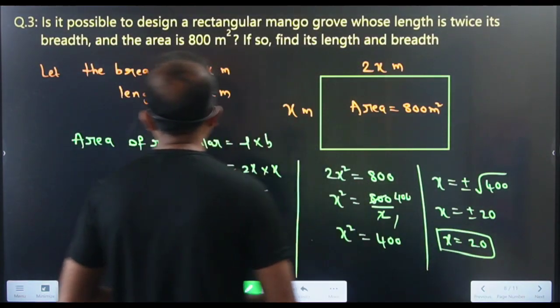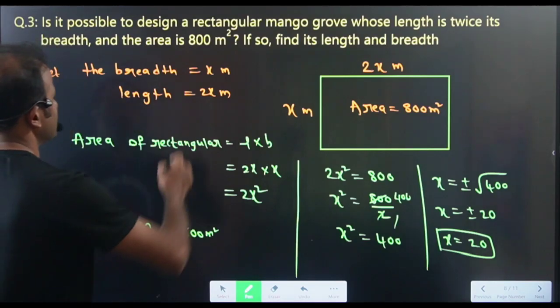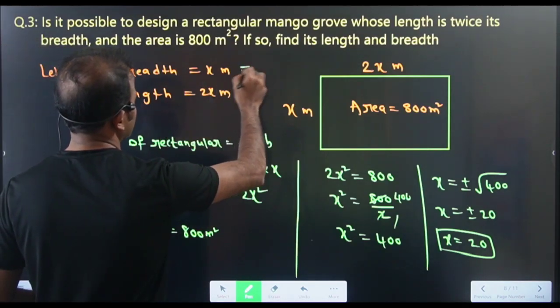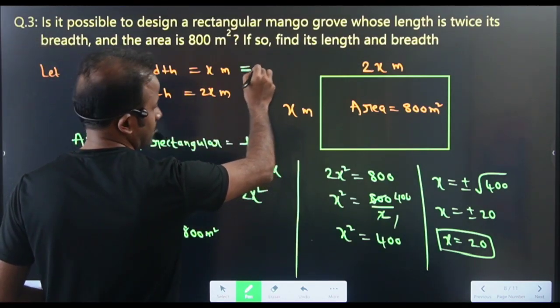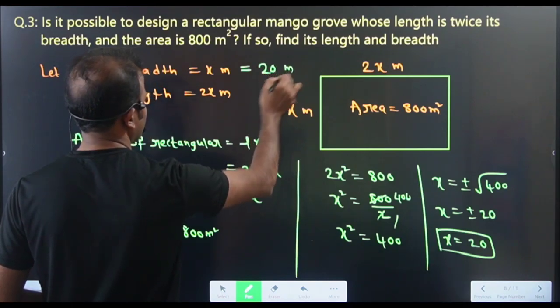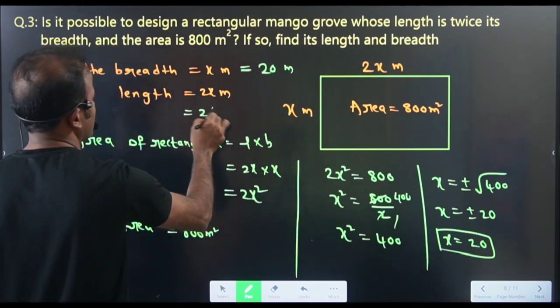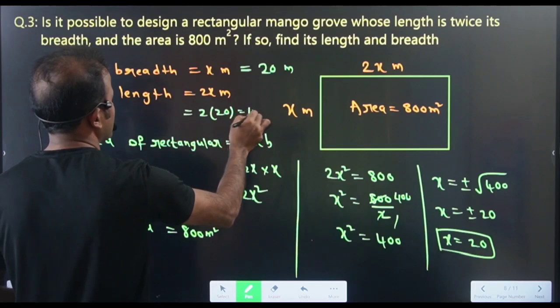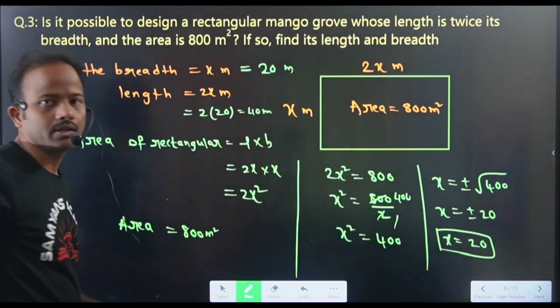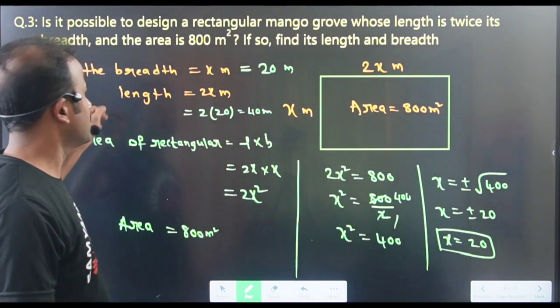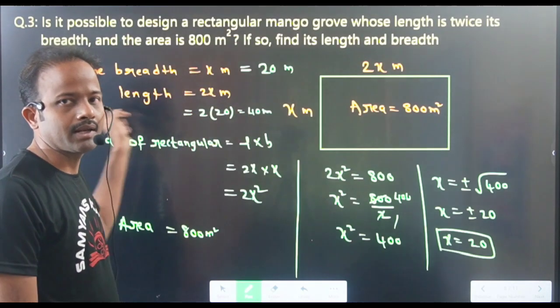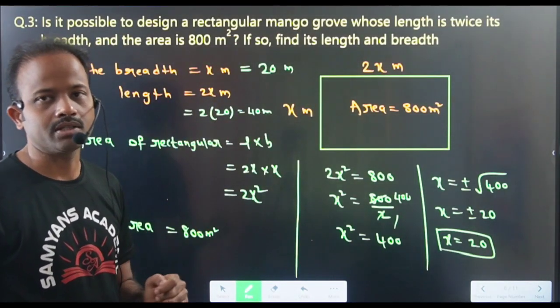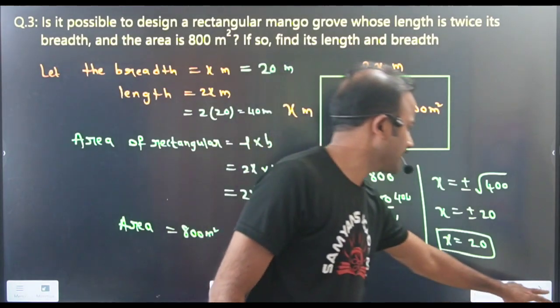Therefore the breadth of the rectangle is how much here? 20 meter, and length 2 into 20 which is equal to 40 meter. Write in the final statement: therefore the breadth is 20 meter and the length is 40 meter. Is it clear? And move on to the next question.